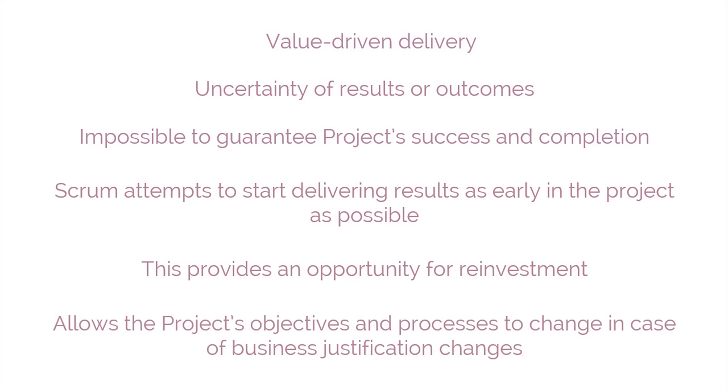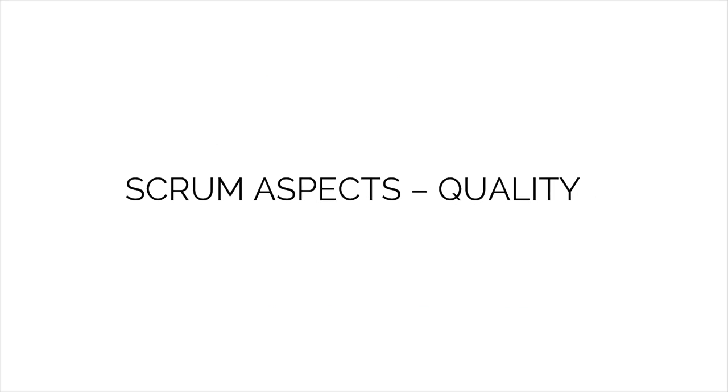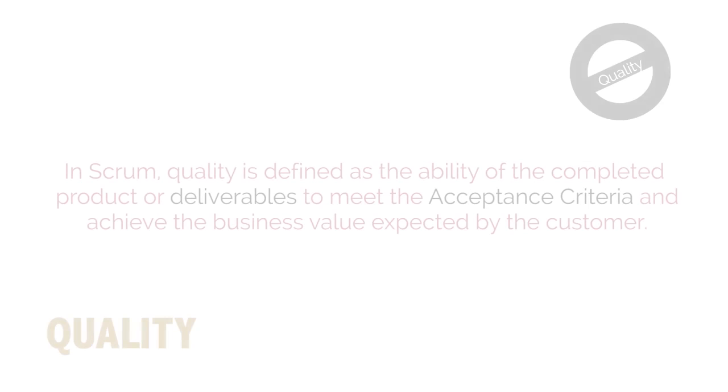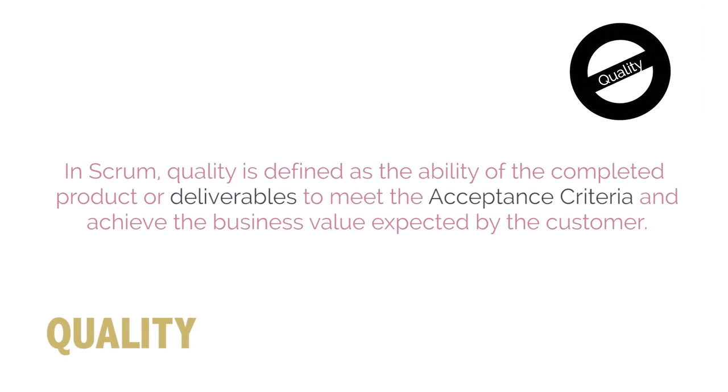It is important to note that although the product owner is primarily responsible for business justification, other team members also contribute significantly. So far, we have seen two important Scrum aspects. Quality is the third aspect we are going to discuss now. In Scrum, quality is defined as the ability of the completed product or deliverables to meet the acceptance criteria and achieve the business value expected by the customer.